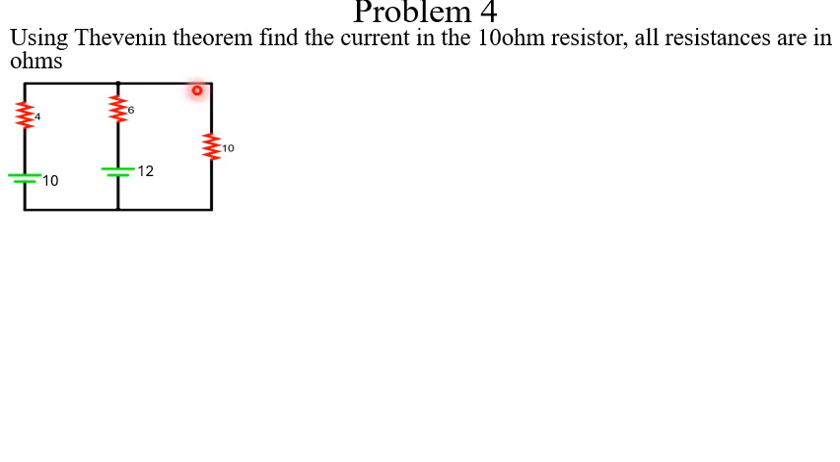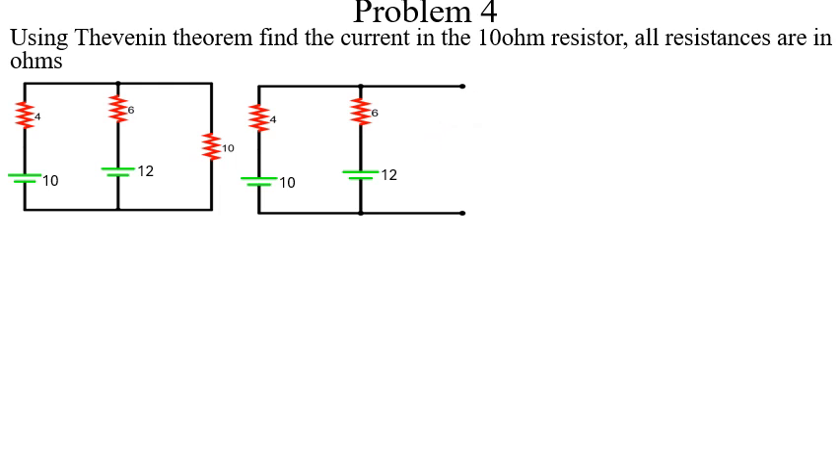Okay, so problem 4 says we're using Thevenin theorem to find the current in the 10 ohms resistor. According to Thevenin, we should remove the resistor through which we are looking for the current. So we remove the resistor from the circuit, and after removing it, we name the open terminals VTH.